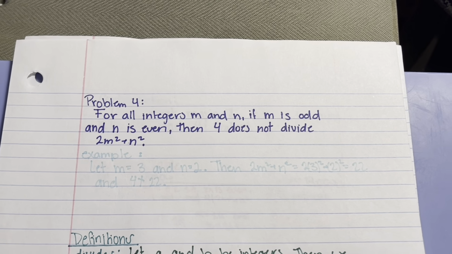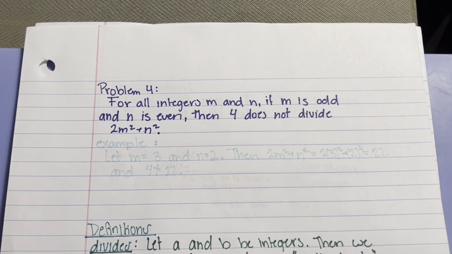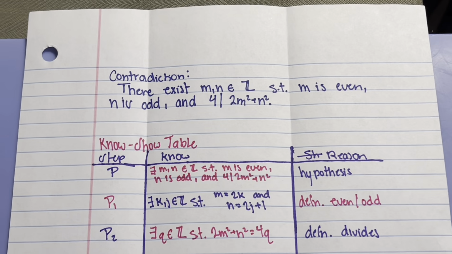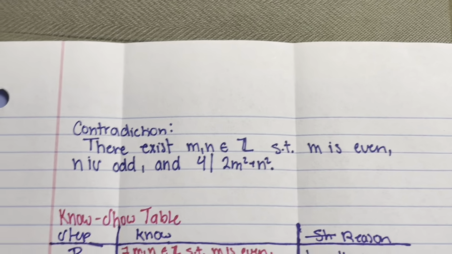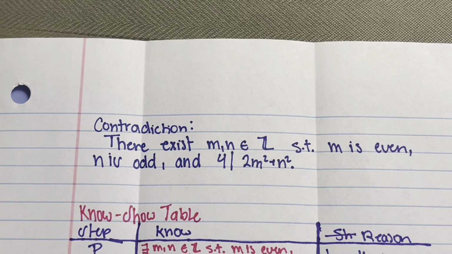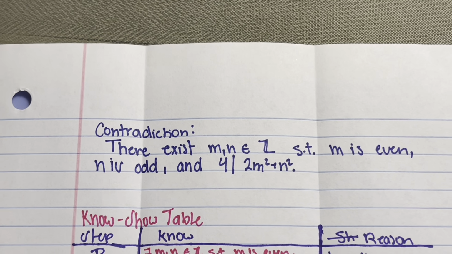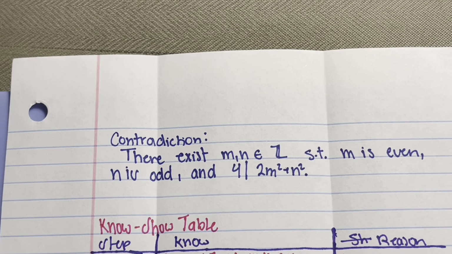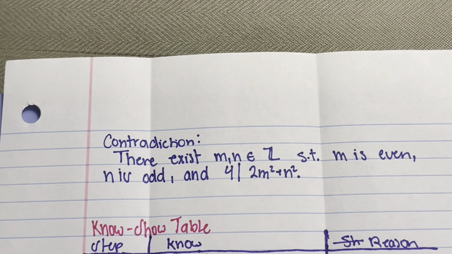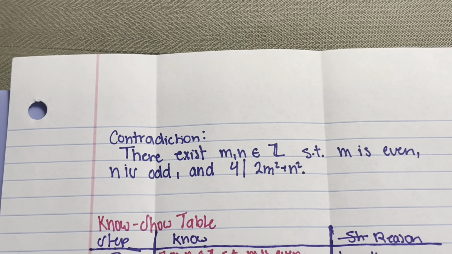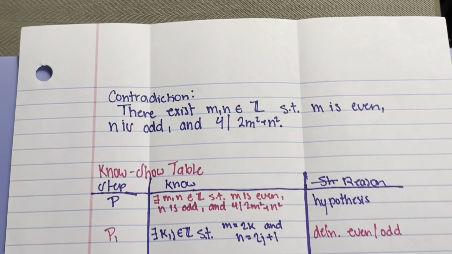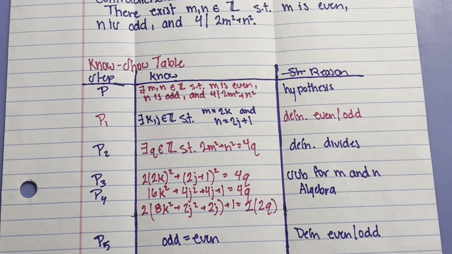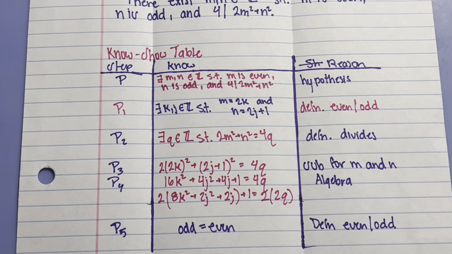So if we look back at the problem, it's quite difficult to try and prove straightforward, so we will try to prove it by contradiction. The contradiction of the problem is that there exist integers m and n such that m is even, n is odd, and 4 divides 2m squared plus n squared. In order to organize our proof, we will create a no-show table, which points out all the points that we need to provide.